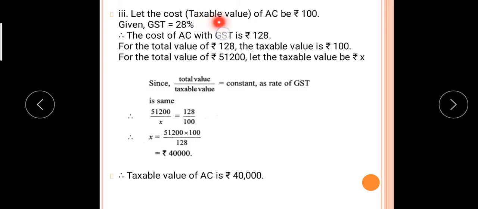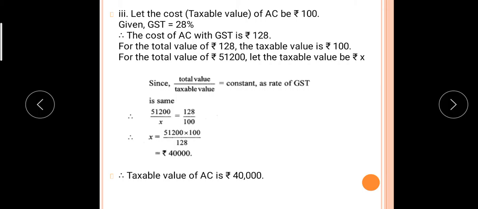Let the cost, meaning the taxable amount, of AC be 100 rupees. On 100 rupees, how much GST? 28. Therefore, the cost of AC with GST is 128. For the total value of 128, the taxable value is 100. So for the total value of 51,200, the taxable value we have to consider as x. And according to the formula, always remember that total value upon taxable value is always constant as the rate of GST is the same.